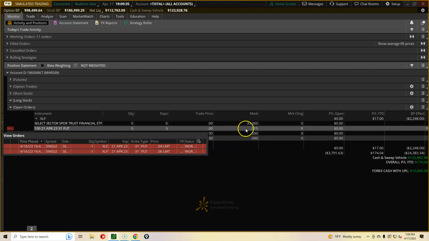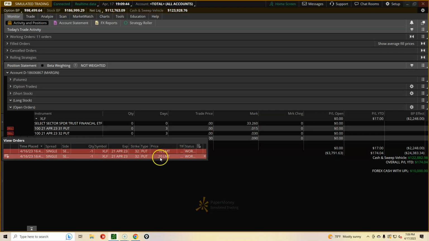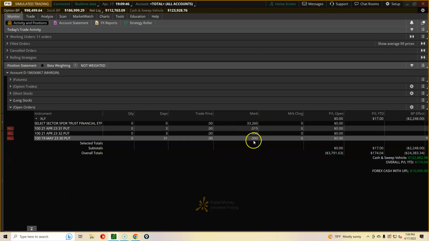That was both at almost 1 penny. Closed at 1 penny right now. This one closed at 3 cents. We were trying to get filled for 10 cents and 20 cents. This one closed at 9 cents. We're trying to get filled for 26 cents.